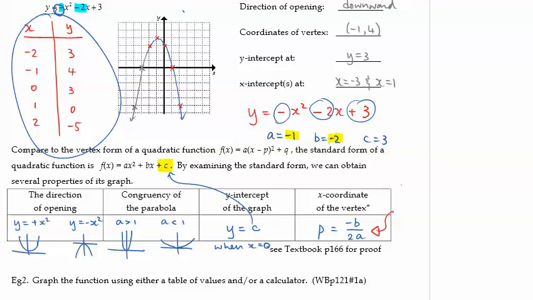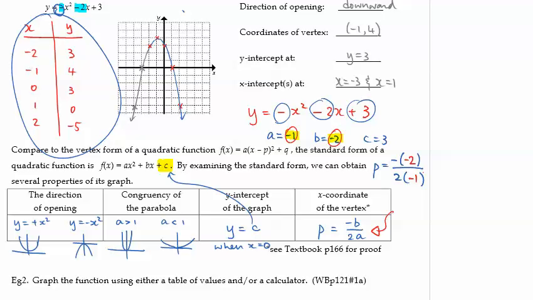In this case, the x-coordinate equals negative b divided by 2 times a. Here is your B, and here is your A. Once you're done with your calculation, we will end up with positive 2 over negative 2. That's your x coordinate.